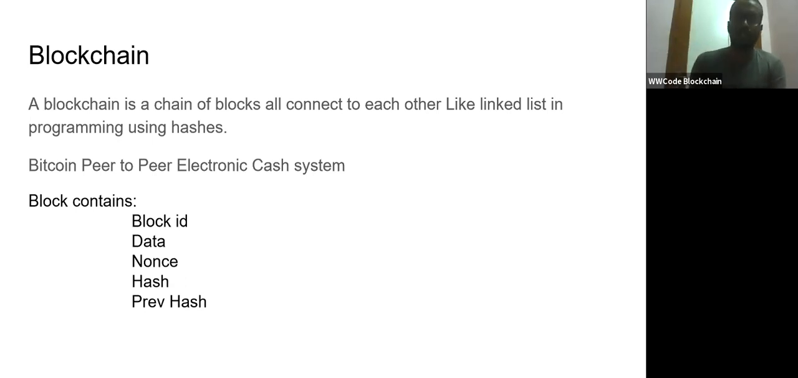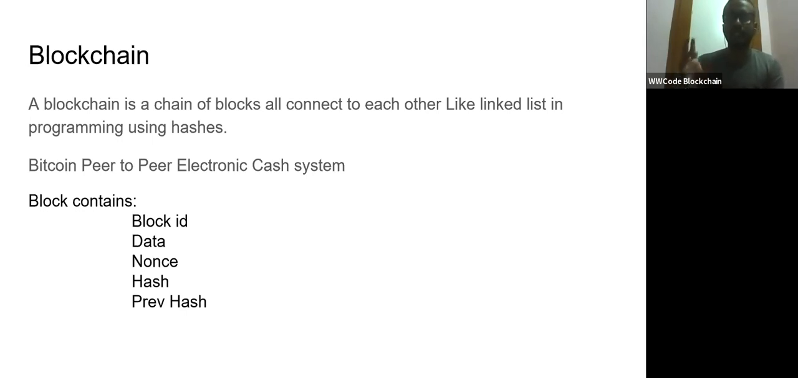Every piece of data and transaction should be hashed. A hash is not reversible; once hashed, we cannot reverse it to find the data. And every block generates a hash, and that hash is connected to the next block. That is why it is called a chain.